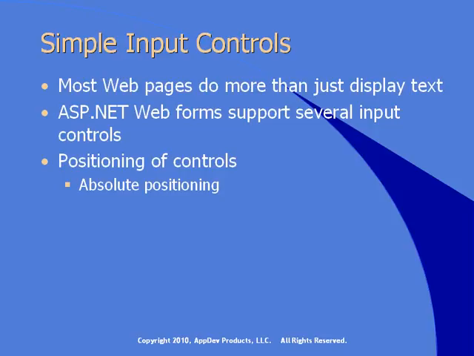If you want to modify the positioning method, select a control or set of controls and choose Position from the Format menu. And you can select Absolute, Relative, or None. Those are the three options that you have.